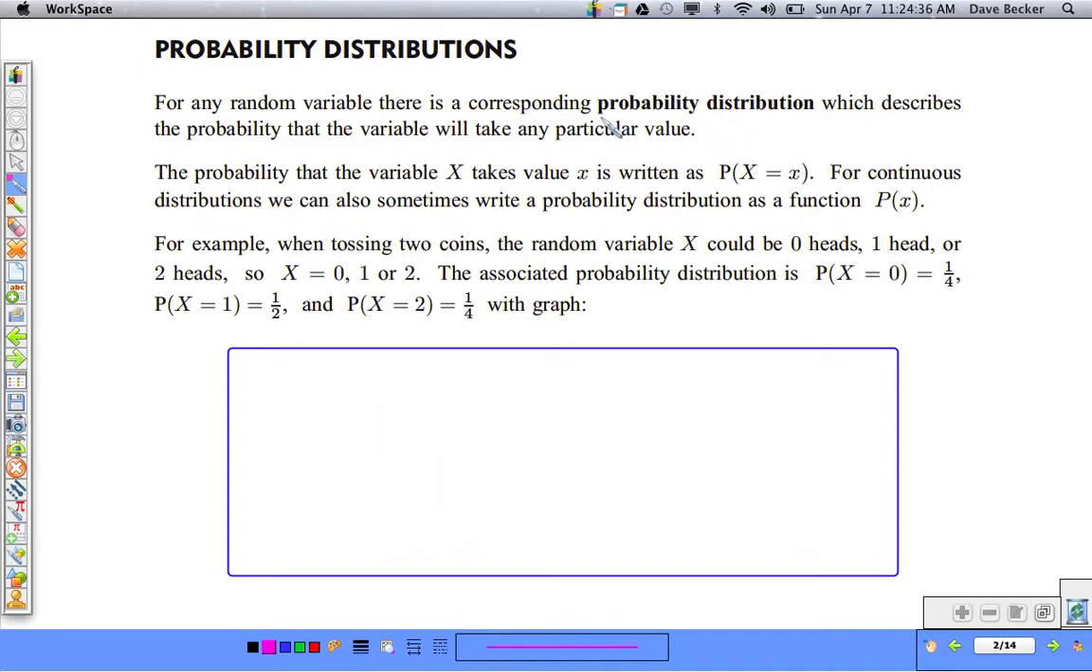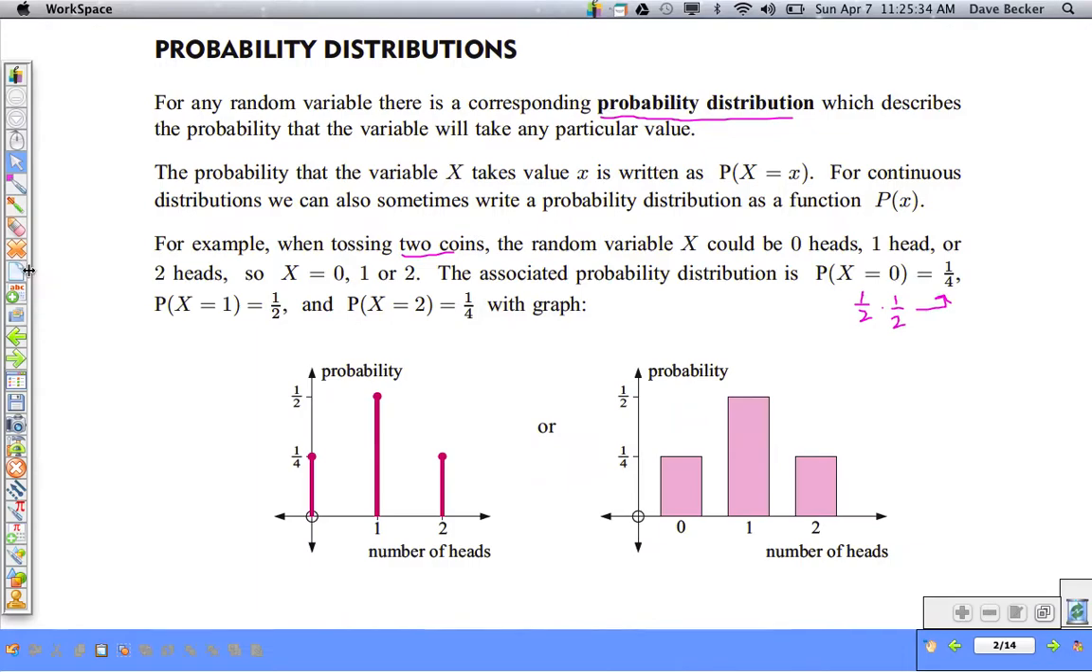For any random variable, there is a probability distribution. So let's think about tossing 2 coins, and the random variable X, in this case, is going to represent the number of heads that are tossed. If we toss 2 coins, the possible results are 0 heads, 1 head, or 2 heads. So my random variable X could be 0, 1, or 2. The probability distribution is the probability of each of those events occurring. The probability that we toss no heads, in other words 2 tails, would be 1/2 times 1/2, or 1/4. So the probability that there are no heads is 1 out of 4, 1 head is 1 out of 2, and 2 heads is 1 out of 4. And notice those will always add up to 1.